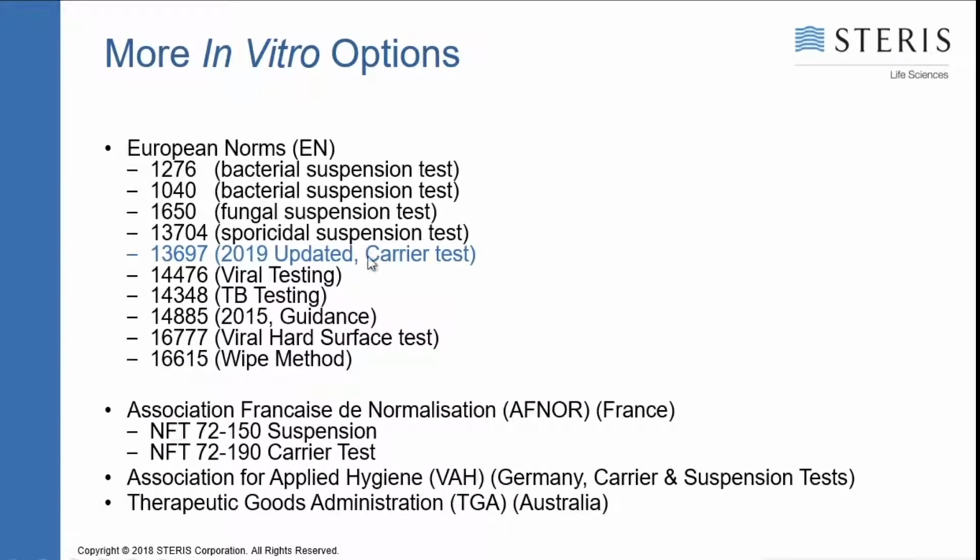Now, for Europe, they have a standardized test method that was recently updated in 2019, and that is EN 13697. And that also is a hard surface coupon test method that utilizes little 2 centimeter coupons for the testing. So that is something that can be utilized. There is also a viral test method for hard surfaces. That is EN 16777. And there's a wipe method over there too that is in revision because there are some issues with it. So I just wanted to alert you to the European test method, which is this 13697.